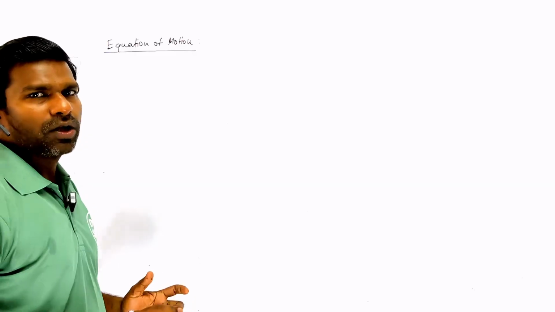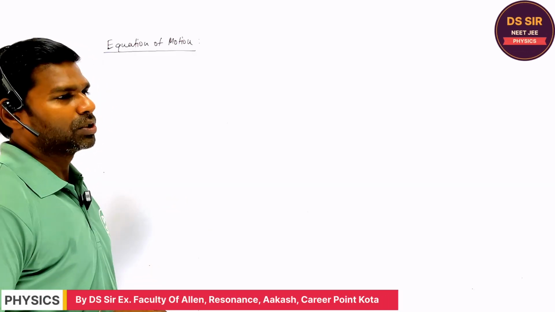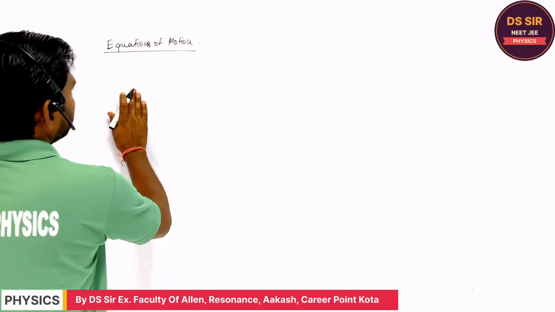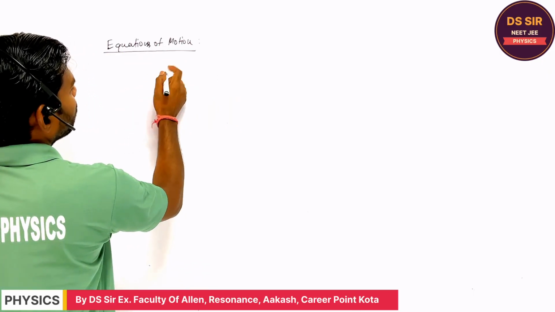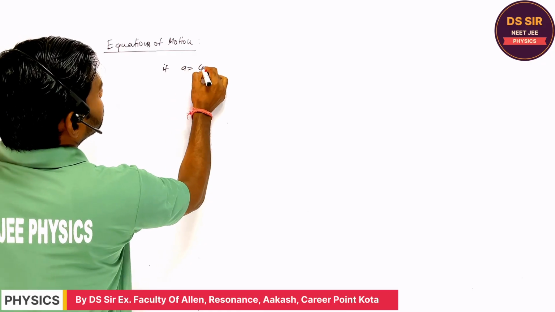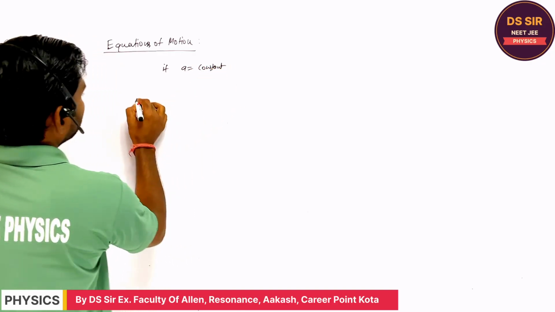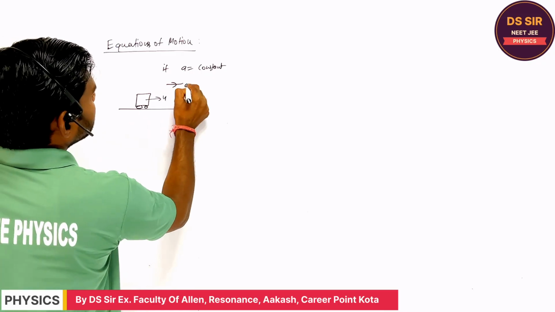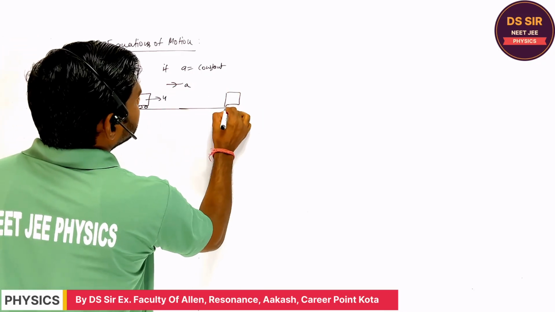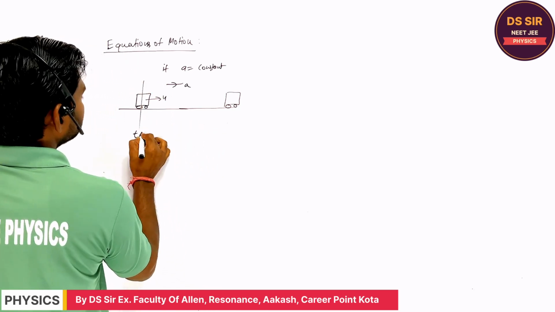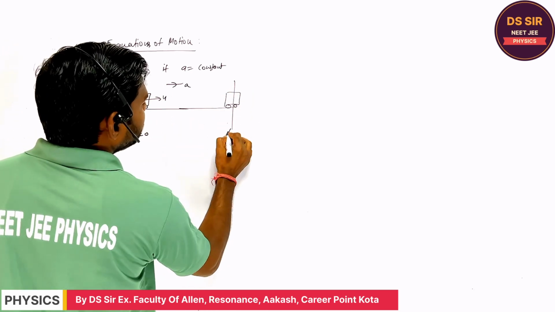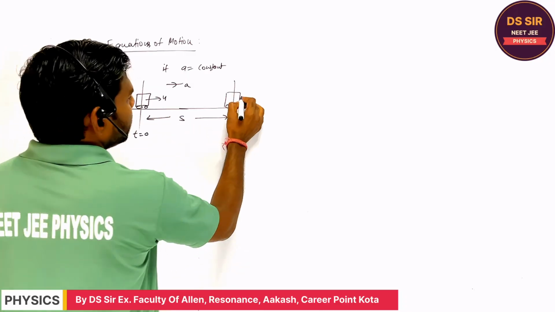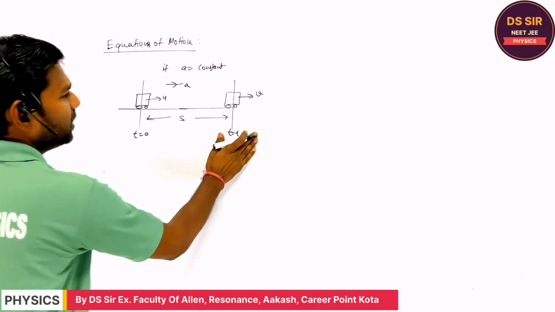So in today's lecture, we are going to discuss the equations of motion. We have the three equations of motion, as you know. All these equations are valid only if acceleration is constant. That is, if a car starts moving with initial velocity u, with constant acceleration, then at t equal to 0 it has velocity u, and after time t it travels the distance or displacement s, and its velocity becomes v. Is it clear or not?